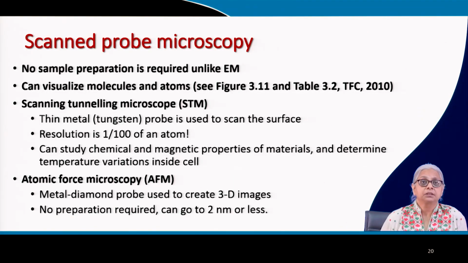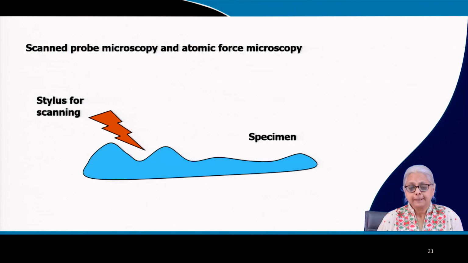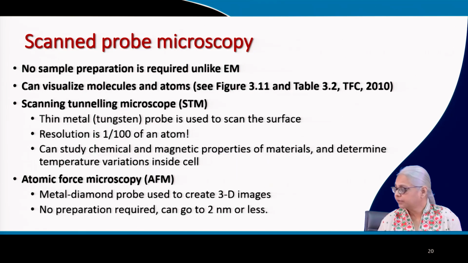Then we come to another type of microscopy, and that is scanned probe microscopy. Within that we have two options: scanning tunneling microscopes and atomic force microscopes. The biggest benefit of these types of microscopes is that no sample preparation is required, unlike electron microscopes. You can visualize molecules and atoms very easily. We don't have these images. I can add these images later.